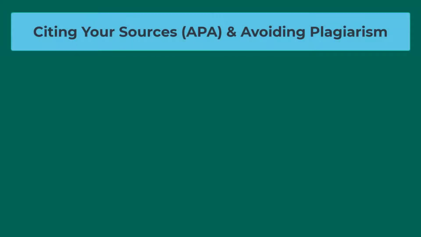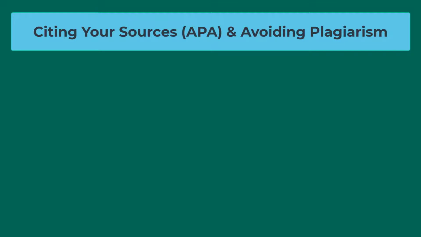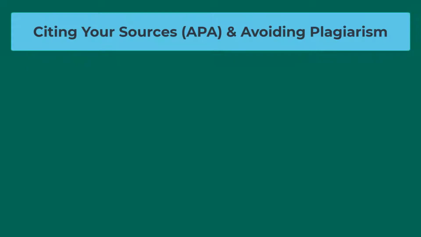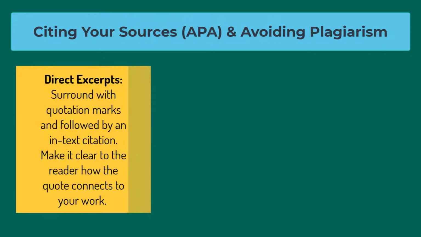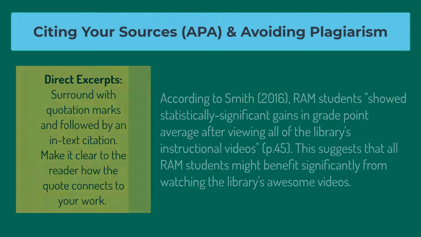Now that we've discussed finding sources, we need to discuss citing sources. Failure to cite often results in plagiarism, which is presenting another's words, ideas, or research as your own. Fortunately, the easiest way to avoid plagiarism is to properly quote, paraphrase, and cite your sources. Direct excerpts should be surrounded by quotation marks and followed by an in-text citation. Make it clear to the reader how the quote connects to your work.